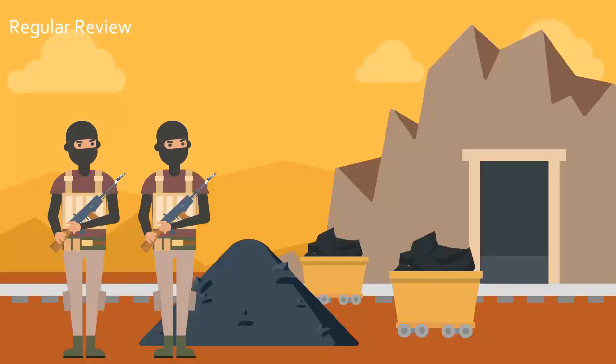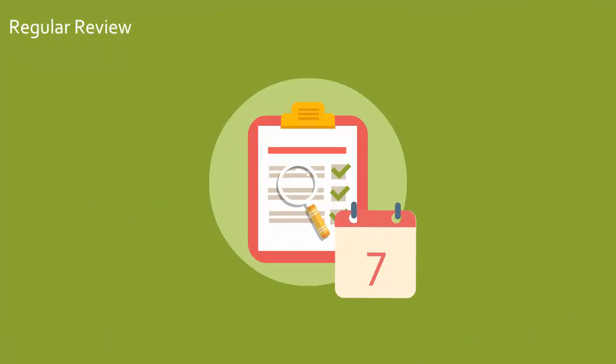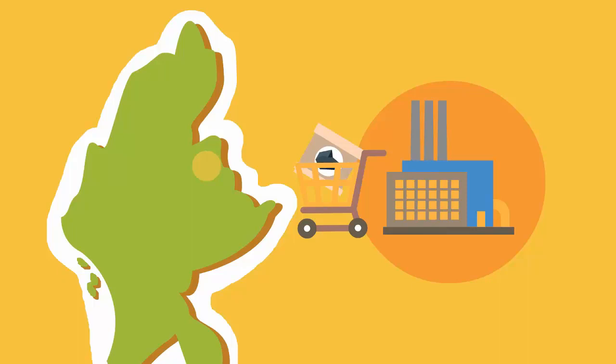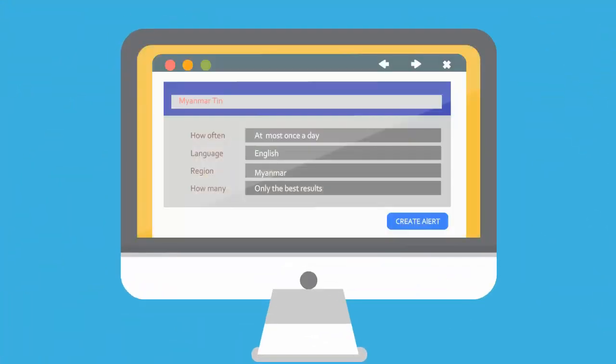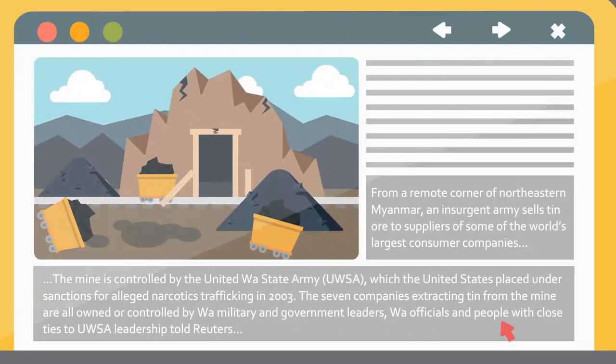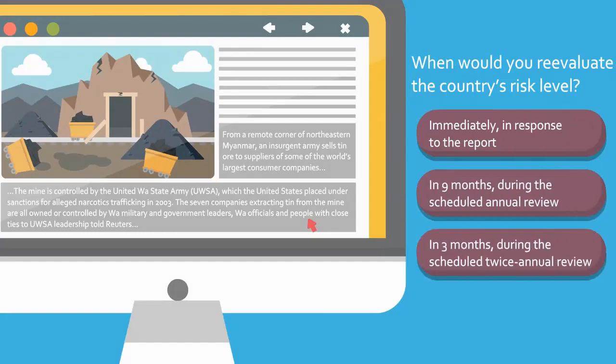The situation in an area can change, so it's important to regularly review your evaluations. Let's say you've been sourcing tin from Myanmar's Wa State as a low-risk sourcing area. You've been following the country on Google Alerts. Today, you get this Reuters report. When would you reevaluate the country's risk level?